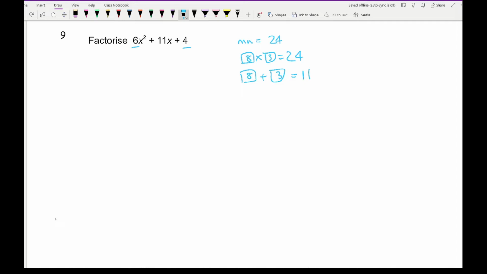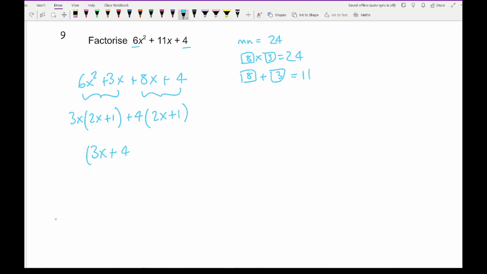So then swapping the numbers in, I'm going to get 6x squared plus 3x plus 8x plus 4. And factorising the pairs, I get 3x again. So here I've got 2x plus 1. And then factorising this, I get 4, and then 2x plus 1. So then one bracket is 3x plus 4, and the second bracket is 2x plus 1.